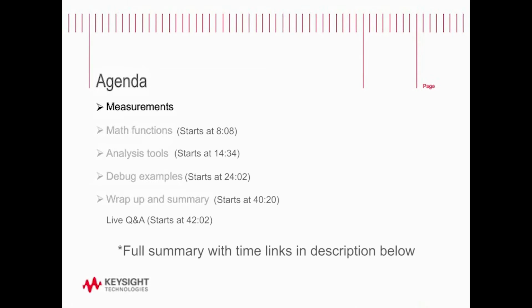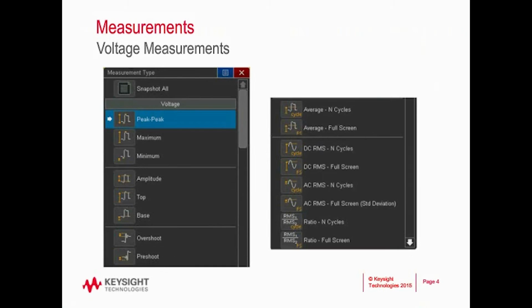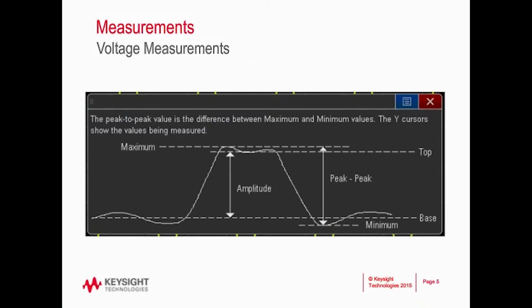In order to trigger on a problem, you need to be able to see the problem first, and once you're able to see it on screen, you'll be able to analyze it with a variety of measurements. So let's take a look at the measurements available in our scopes today. First, let's start with voltage measurements. There's a variety of measurements here on screen. Let's take a minute to look at each of those.